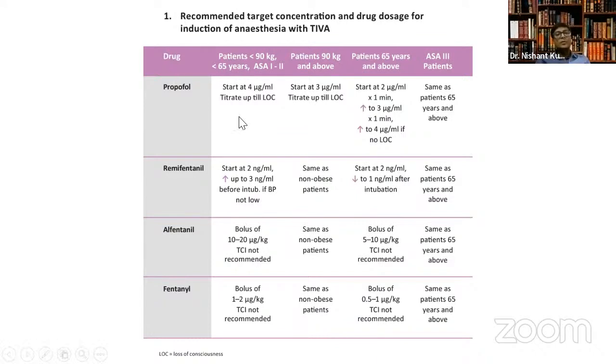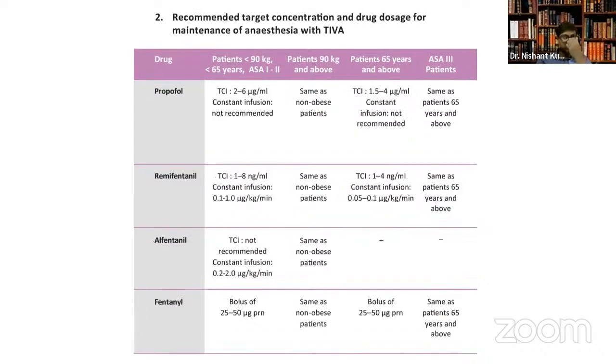So for normal ASA 1 and 2, you can probably start at 3, 3.5. For 90 kg and above, obviously obese, you're entering the total body weight, so you start at a lower dose. Same with the elderly patient and ASA 3 patients: you start at a lower dose and then gradually increase your concentration. So slow induction, that is the norm.